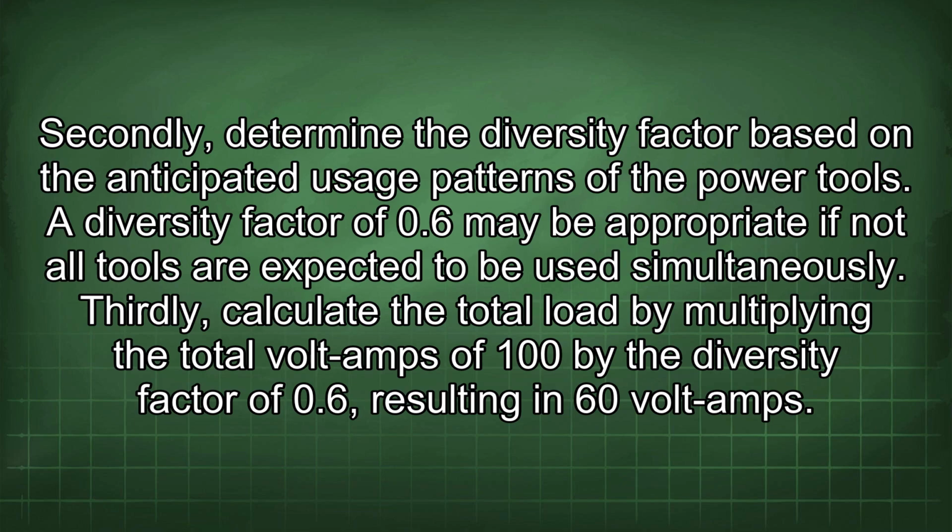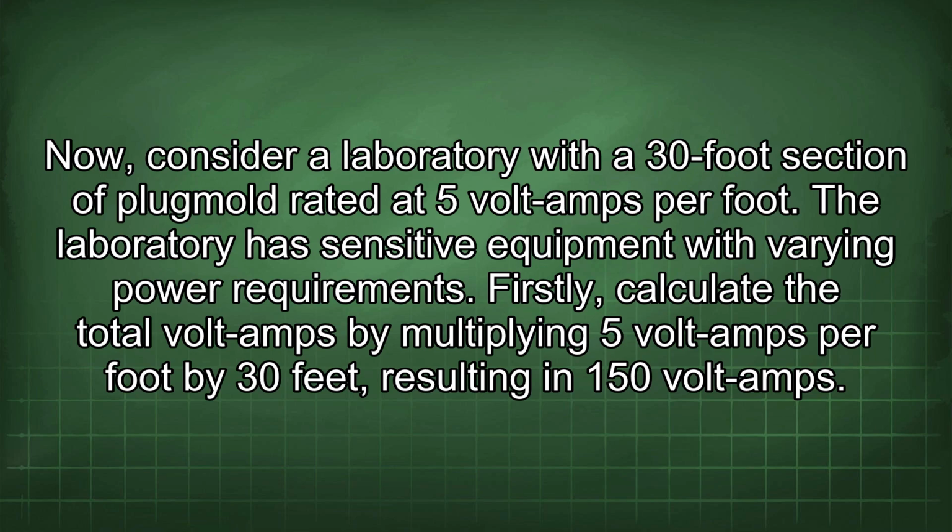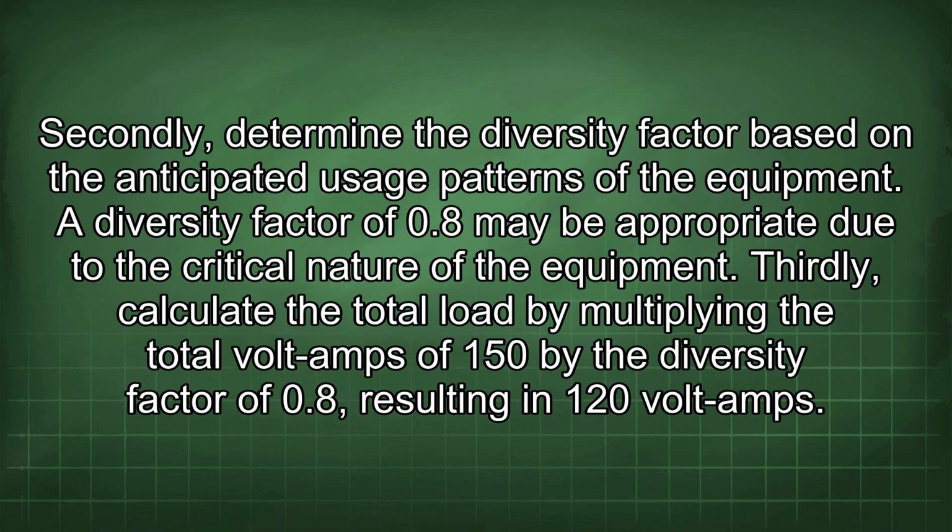Thirdly, calculate the total load by multiplying the total volt amps of 100 by the diversity factor of 0.6, resulting in 60 volt amps. Now, consider a laboratory with a 30-foot section of plug mold rated at 5 volt amps per foot. The laboratory has sensitive equipment with varying power requirements. Firstly, calculate the total volt amps by multiplying 5 volt amps per foot by 30 feet, resulting in 150 volt amps.